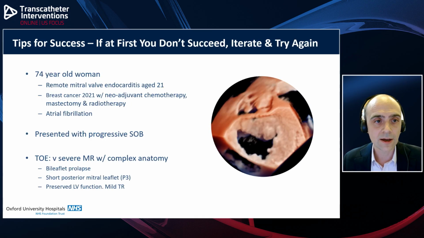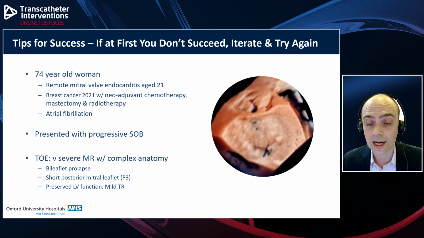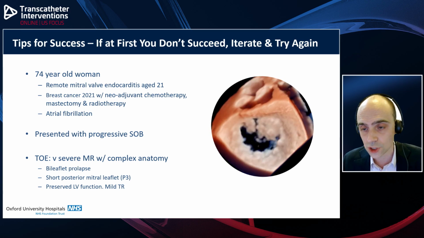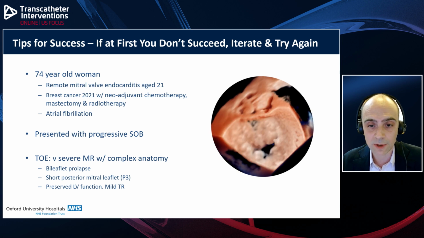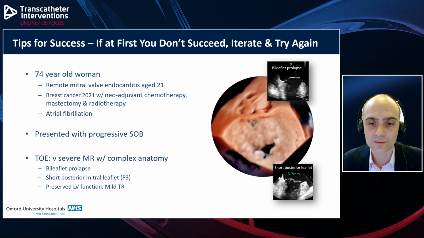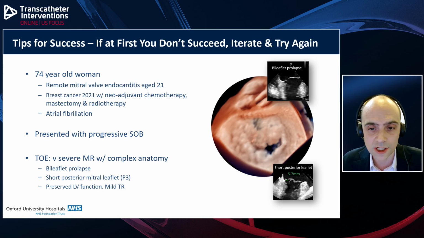Third, and just briefly, if you don't succeed at first, you've got to iterate and you've got to try again. And the TEER is very forgiving in that regard. So, a 74-year-old lady, surgical turn down, difficult anatomy with P3 disease, short leaflet, in the context of a diseased valve with bileaflet prolapse and a posterior leaflet of just 6 millimeters or so.